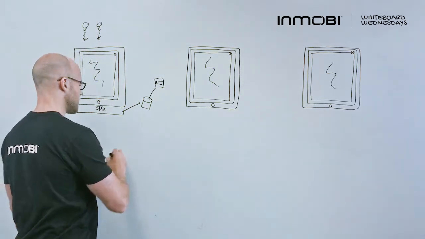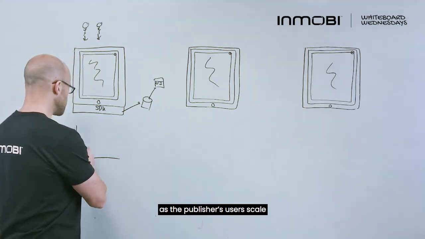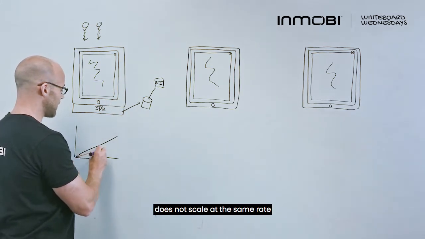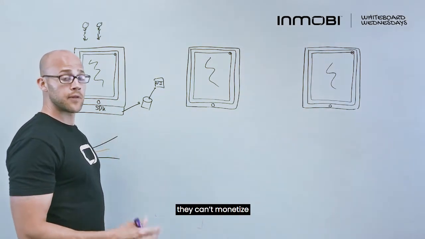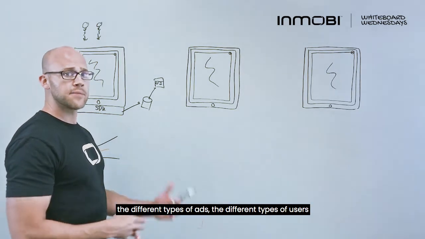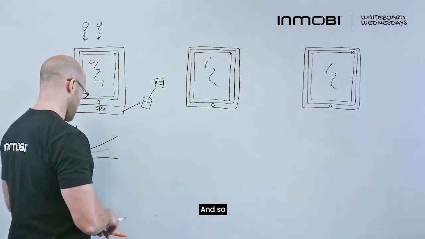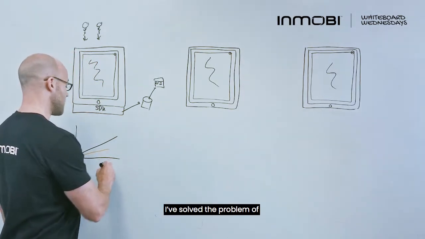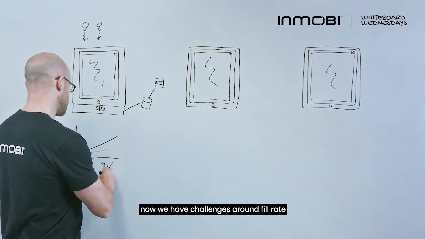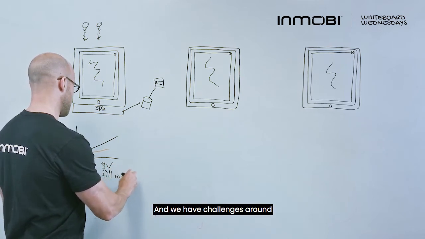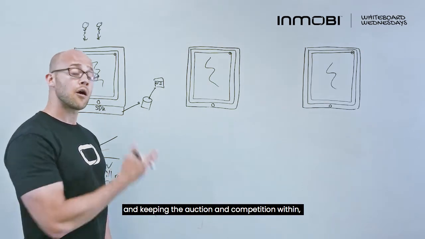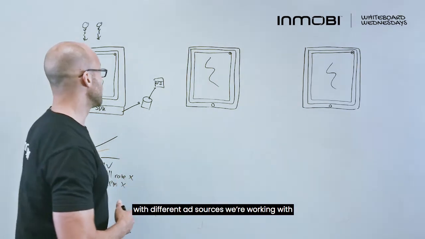What we typically find is that as the publisher's users scale, the ad network's revenue for that particular app does not scale at the same rate. And so they can't keep up. They can't monetize all the different geographies, the different types of ads, different types of users at scale. And so I've solved the problem of generating money from my users, but now I have challenges around fill rate. And we have challenges around CPM and keeping the auction and competition within the different ad sources I'm working with.